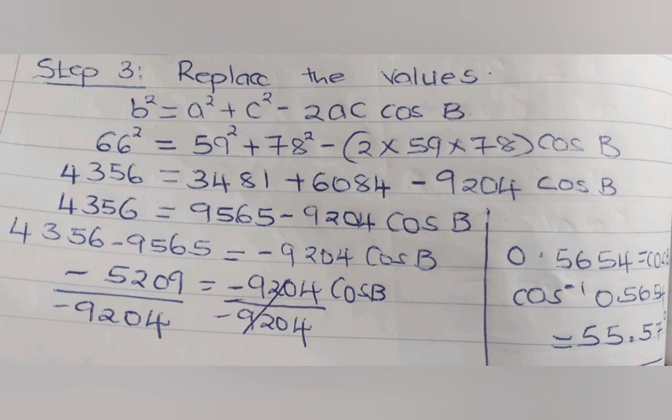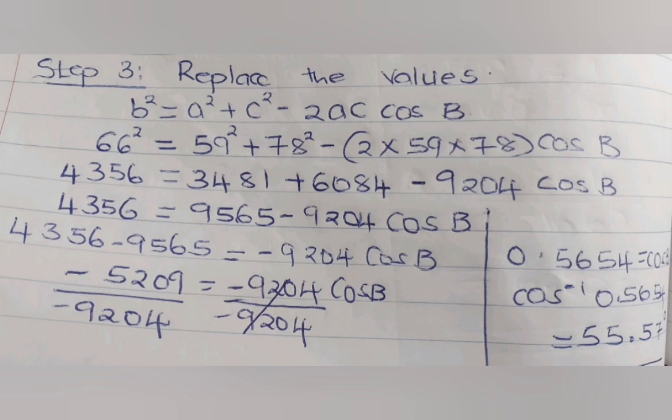In our case, all the values that can be added or subtracted. So let's start with adding 3,481 to 6,084, and we get 9,565 minus 9,204 cos B. Of course, we cannot touch that part because we have got some unknown part.